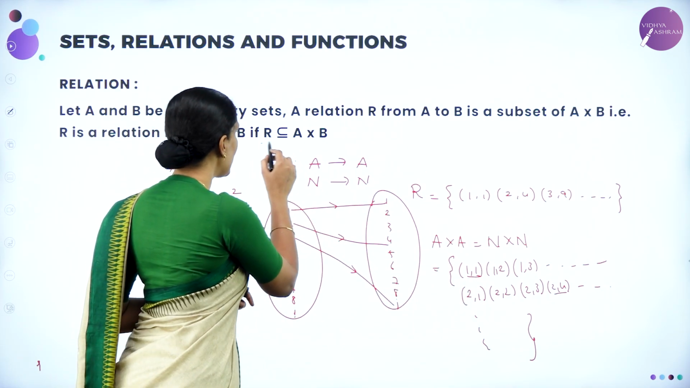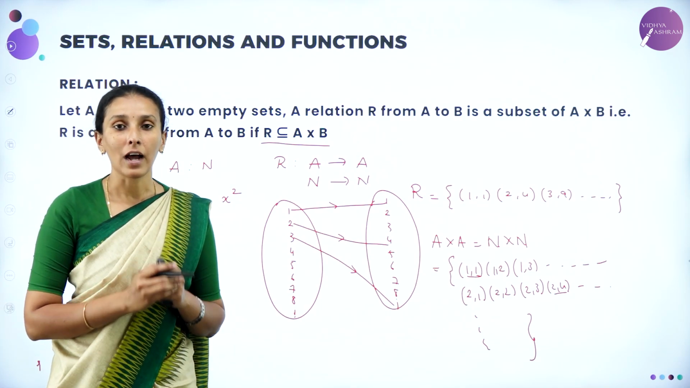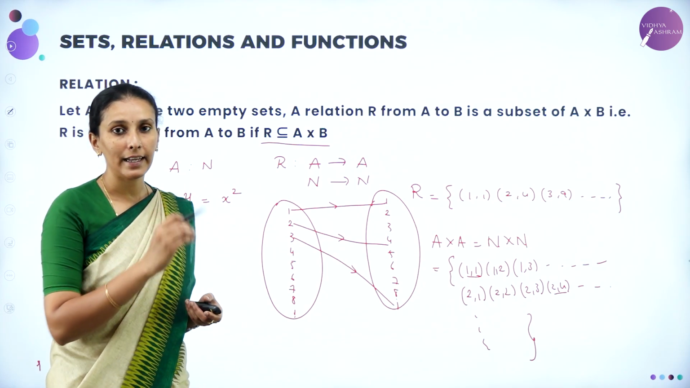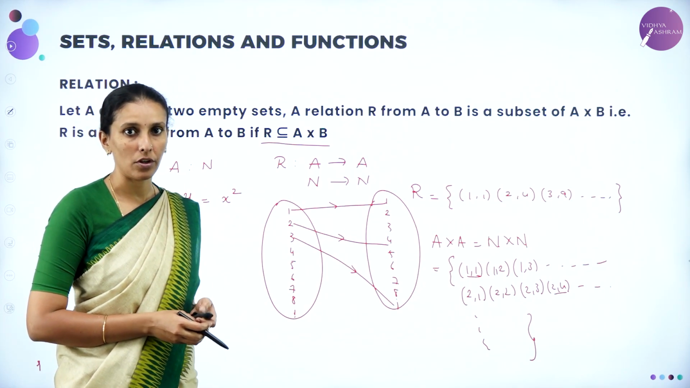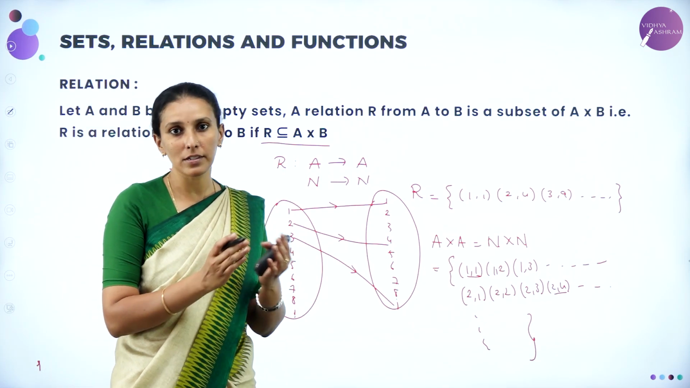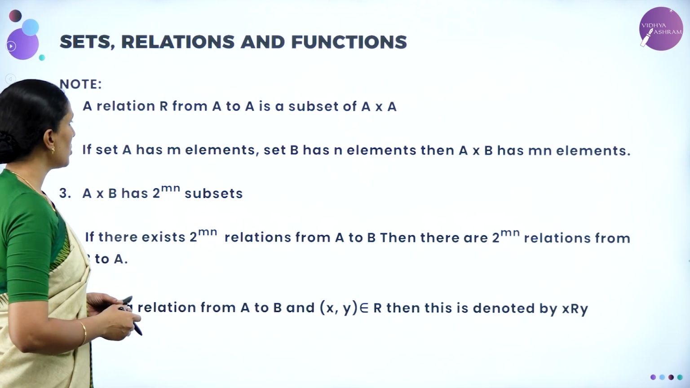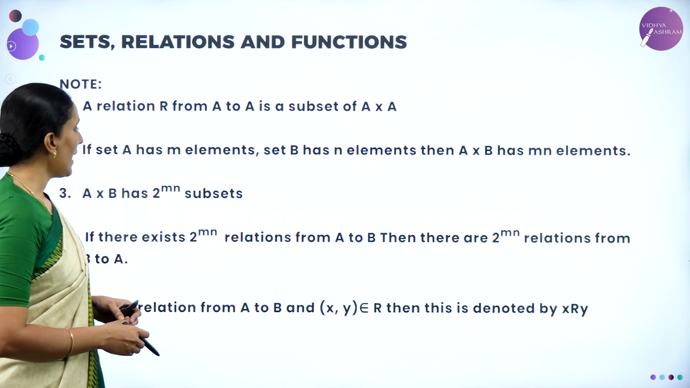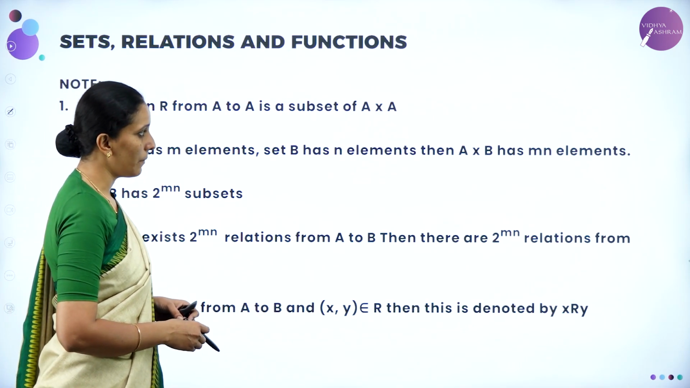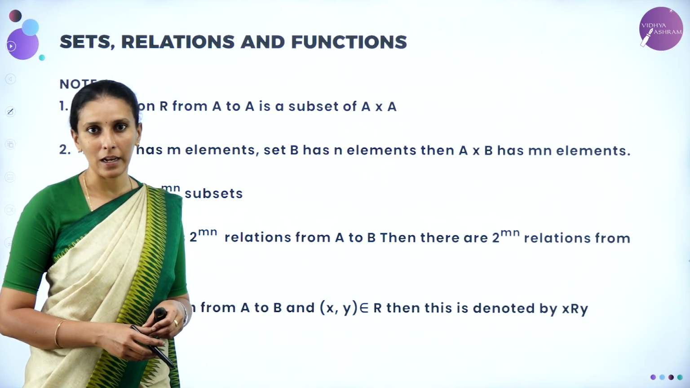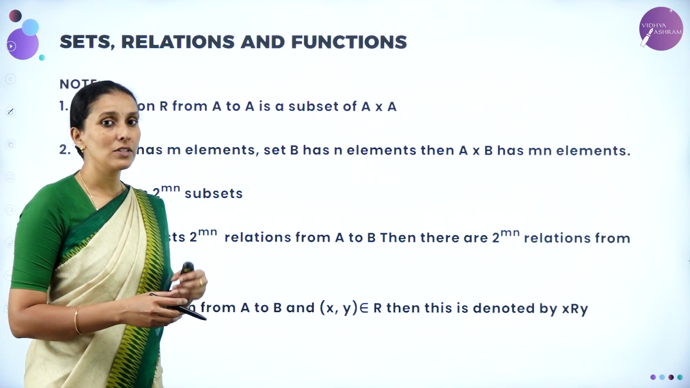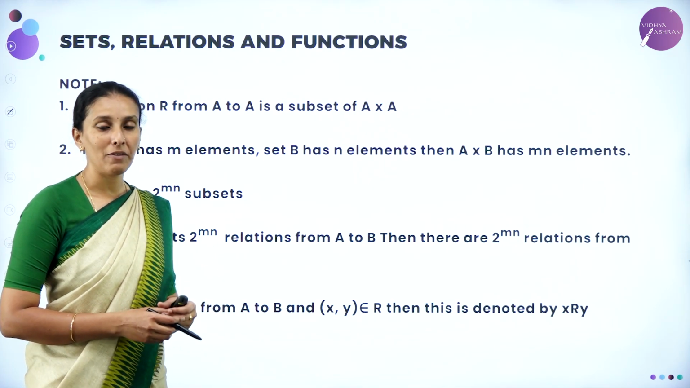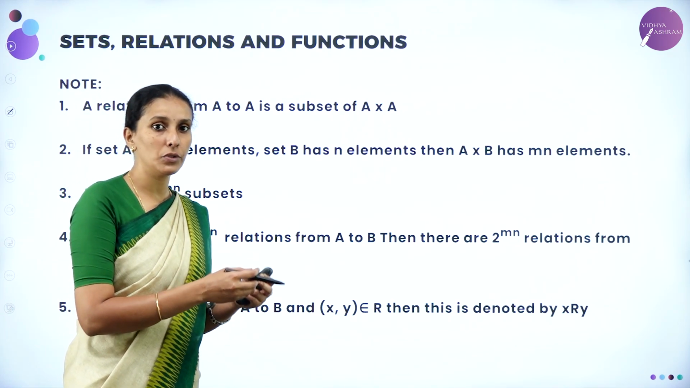All these elements are in the Cartesian product and also in the relation. So that's why we always say that the relation is a subset of the Cartesian product A cross B, where elements are defined under a certain condition or certain relation. So A cross B will form a universal set for a relation. A relation R from A to A is a subset of A cross A. If set A has m elements and set B has n elements, then A cross B has mn elements. We have already verified that. Suppose set A contains 2 elements and set B contains 3 elements, then A cross B will have 6 elements, that is 2 into 3.